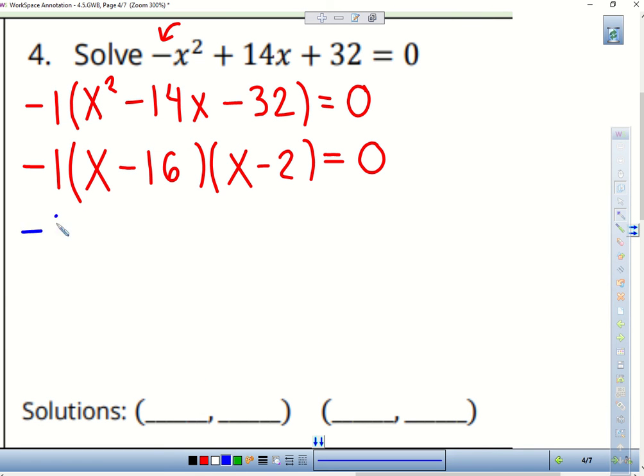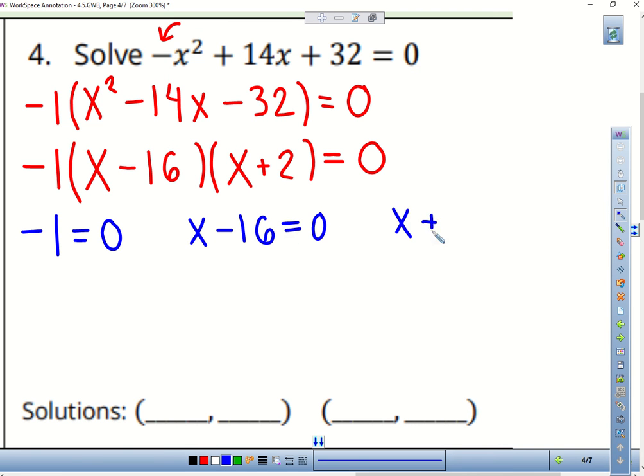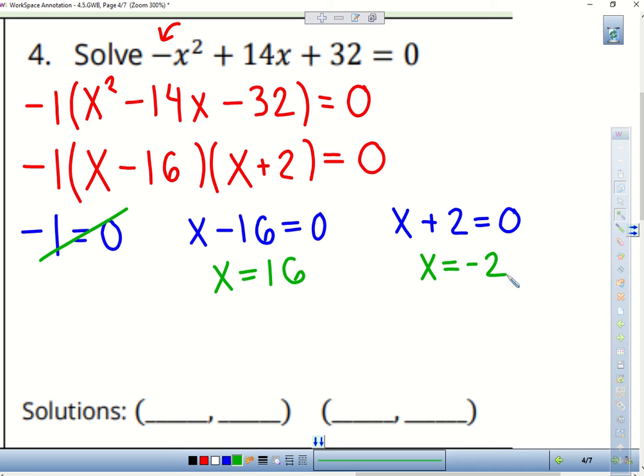Now we're going to set each of these equal to 0. Miss Russell, wouldn't it be a positive 2? You're right. It is a positive 2. Thank you. So what happens to the first equation? It's rejected. Good. What's the answer to this one? Positive 16. Good. And this one? Negative 2. Good.